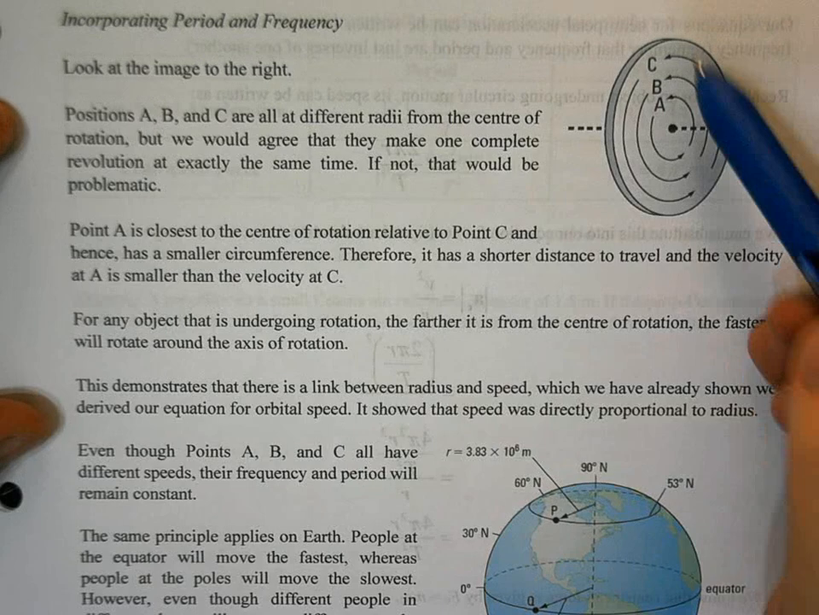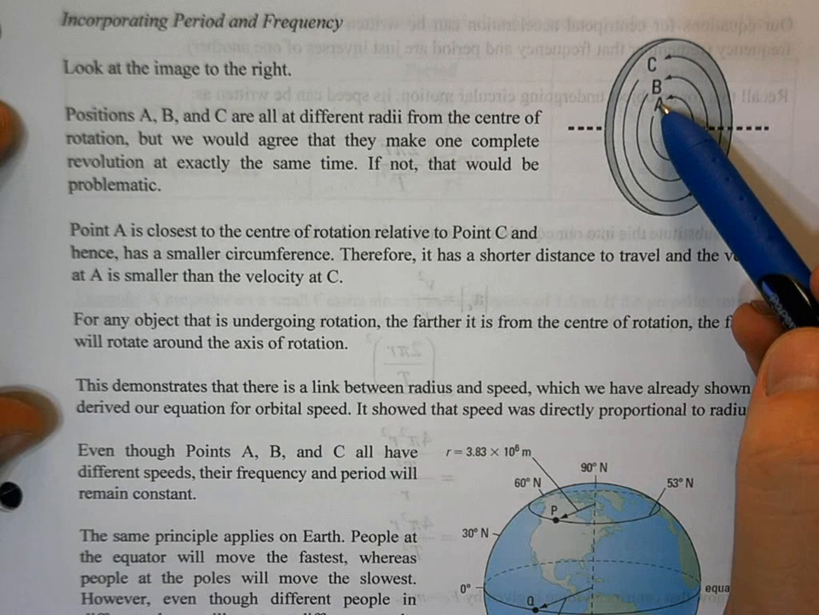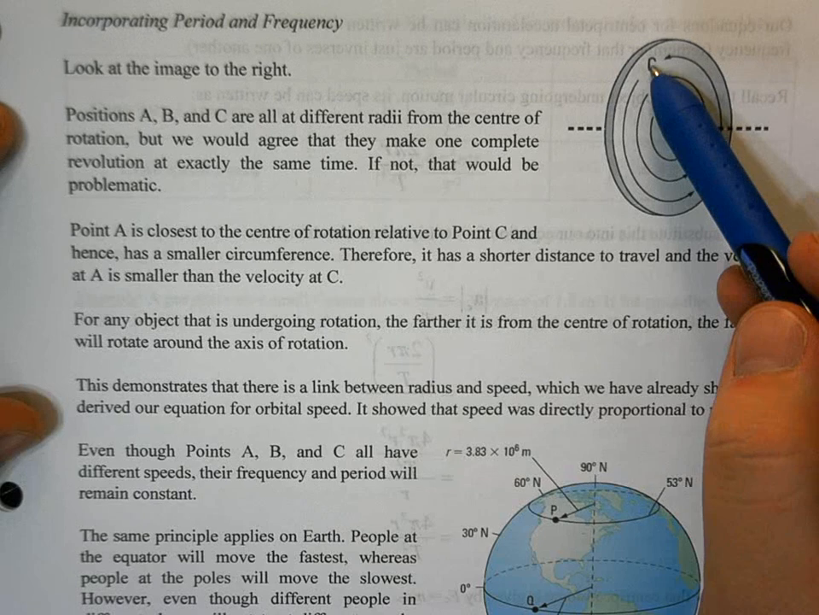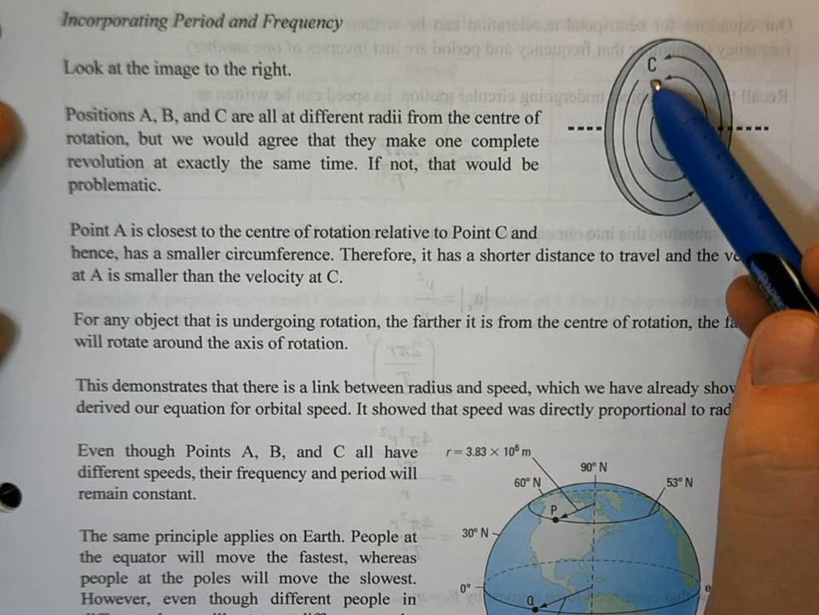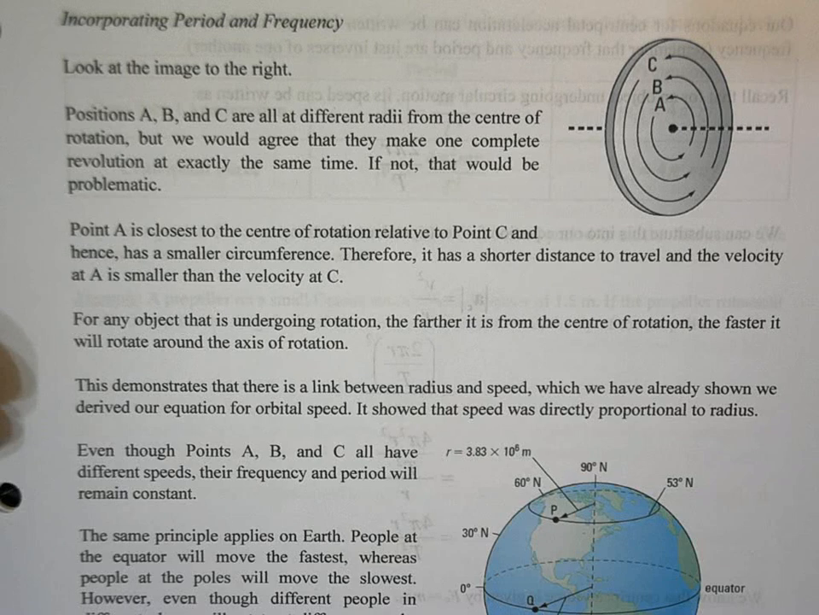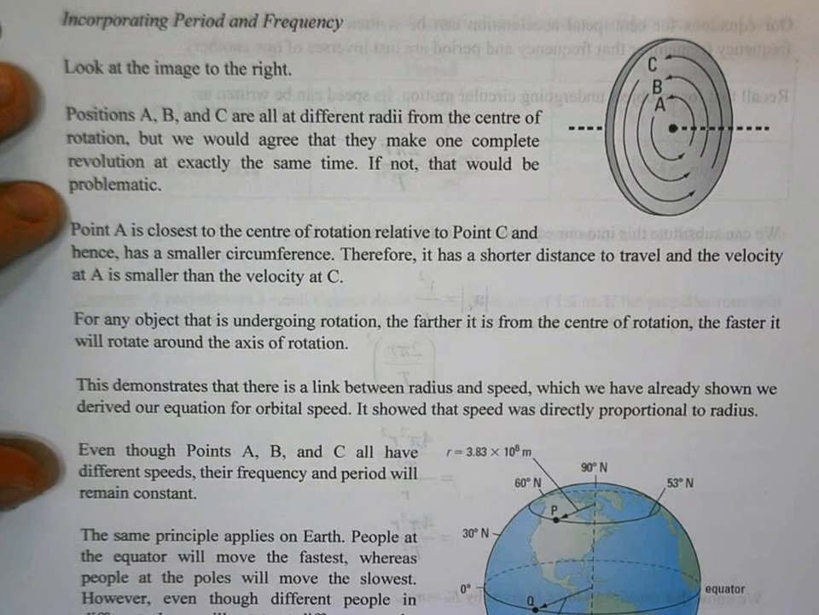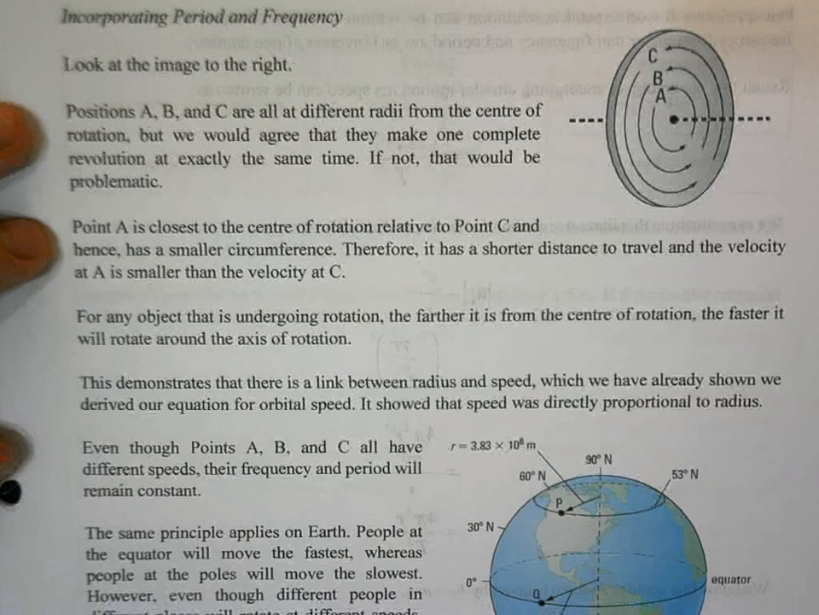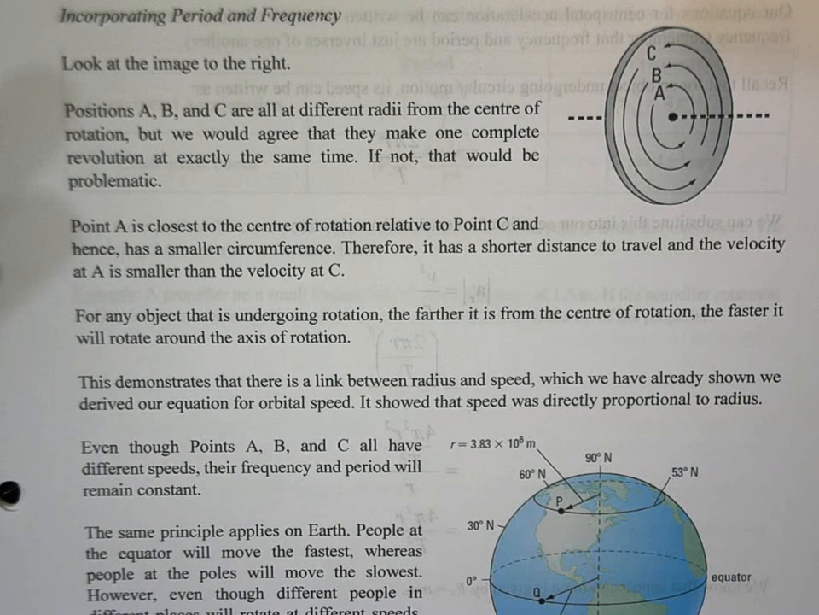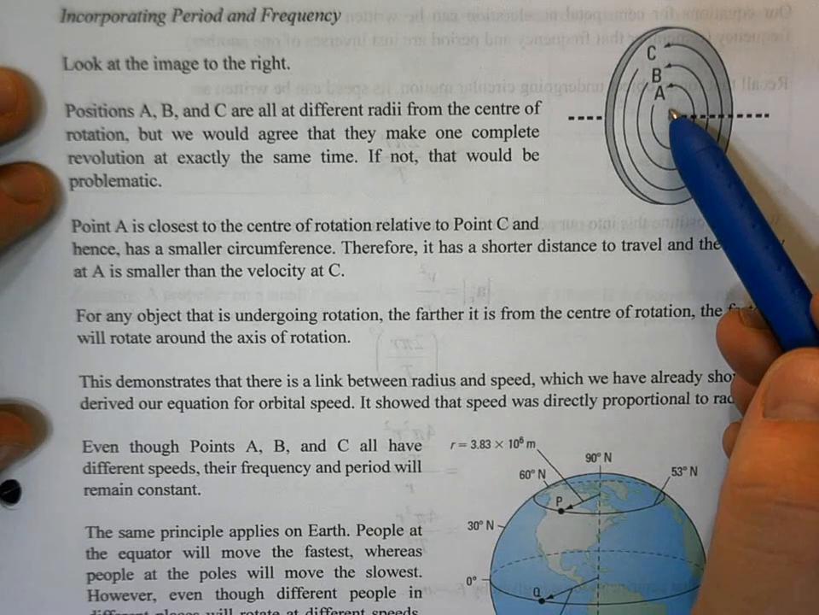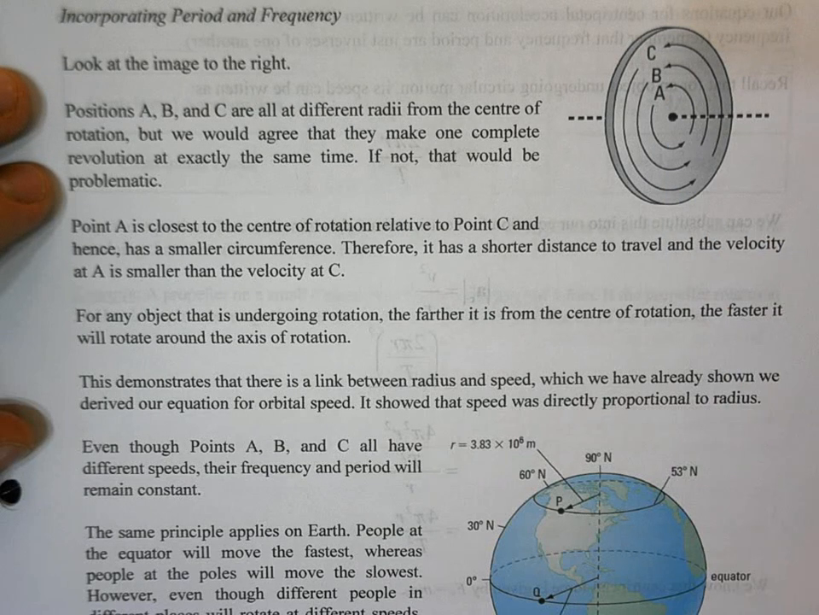Now what that means is the time it takes for A to do a complete circle is the same time it takes for B to do a complete circle, which is the same time it takes for C to do a complete circle. What that means is the period of rotation, regardless of where we are, is constant. If the period's constant, frequency is also constant. But this also brings up a nice little thing. When we're talking about rotational speed, the farther out you are, the faster your rotational speed is.